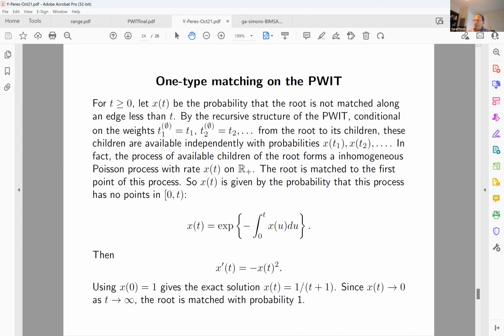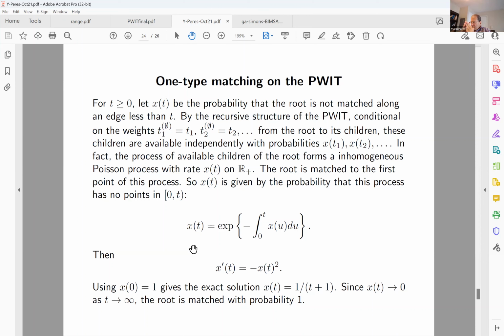So the process of available children of the root, if we now put it on one line, is an inhomogeneous Poisson process with a rate function x of t instead of rate 1. And the root is matched to the first point of this process. So if we ask what is the chance the root is not matched within distance t, on the one hand, this is what we define to be x of t. On the other hand, it's the probability that the inhomogeneous Poisson process with rate function x will have no points in an interval from 0 to t.